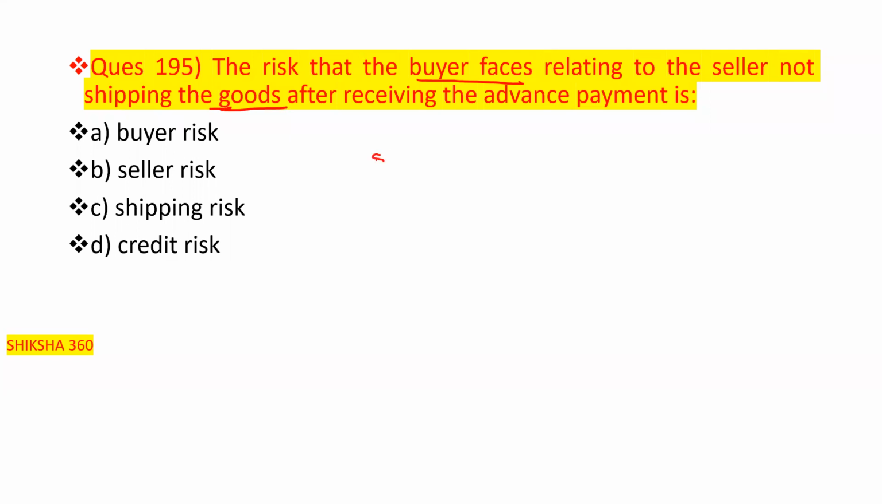The seller or supplier is not shipping the goods even after receiving the advance payment. That depends upon the seller, who is not providing the goods. So which type of risk is it: seller risk, buyer risk, shipping risk, or credit risk? It is from the seller side, so it is known as the seller risk. Now move to the next question.